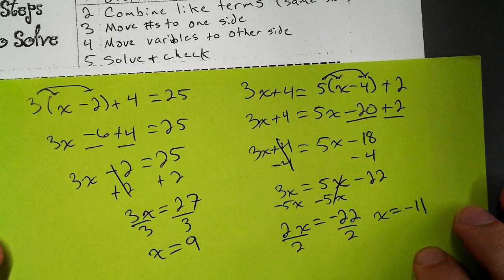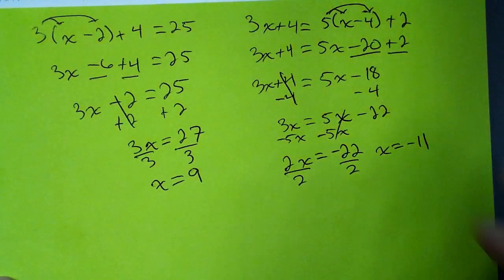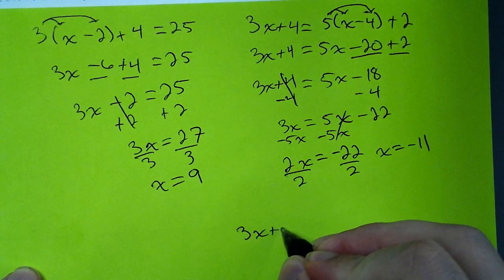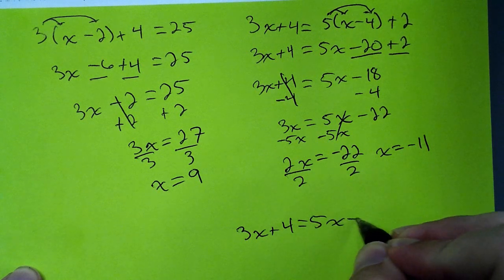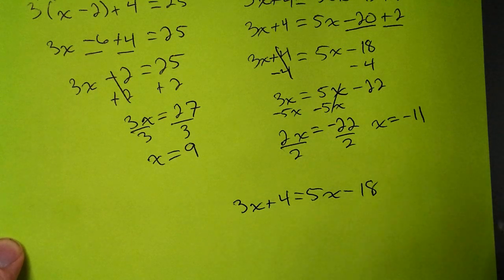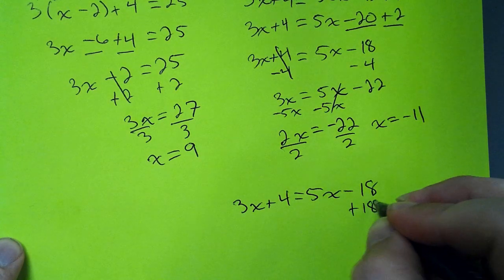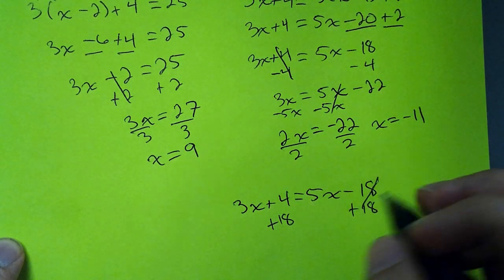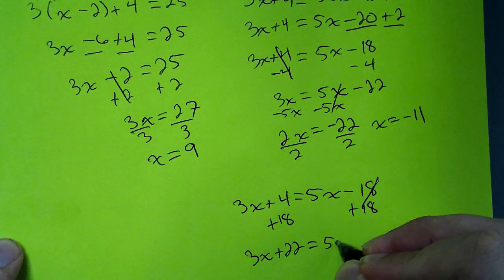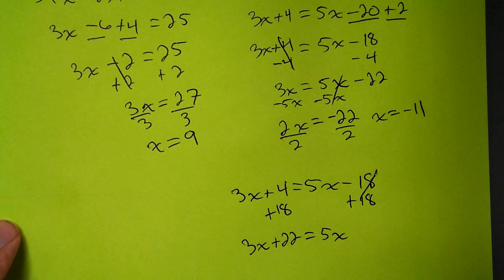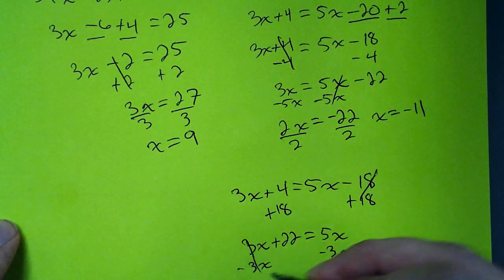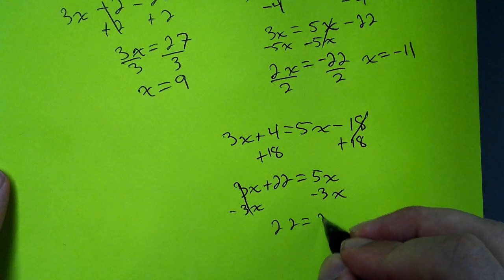Okay, now what I'm going to do is I'm going to try that, and I'm just going to start right there at that step. So at 3x plus 4 equals 5x minus 18. What if we decided to move our numbers to the left and our letters to the right? So I'm going to add 18. They cancel, and I'll get 3x plus 22 equals 5x. And then I move my x's to the other side, minus 3x. So I've got 22 is equal to 2x.